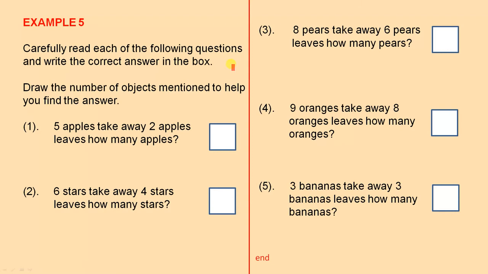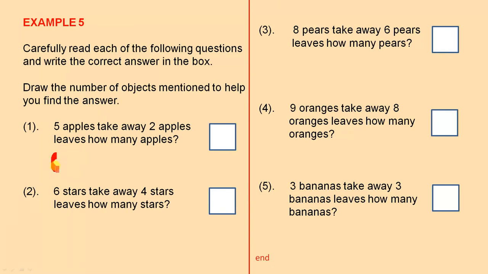Carefully read each of the following questions and write the correct answer in the box. Draw the number of objects mentioned to help you find the answer. For example, I'll just do this first one. If you have 5 apples, take away 2 apples leaves how many apples?